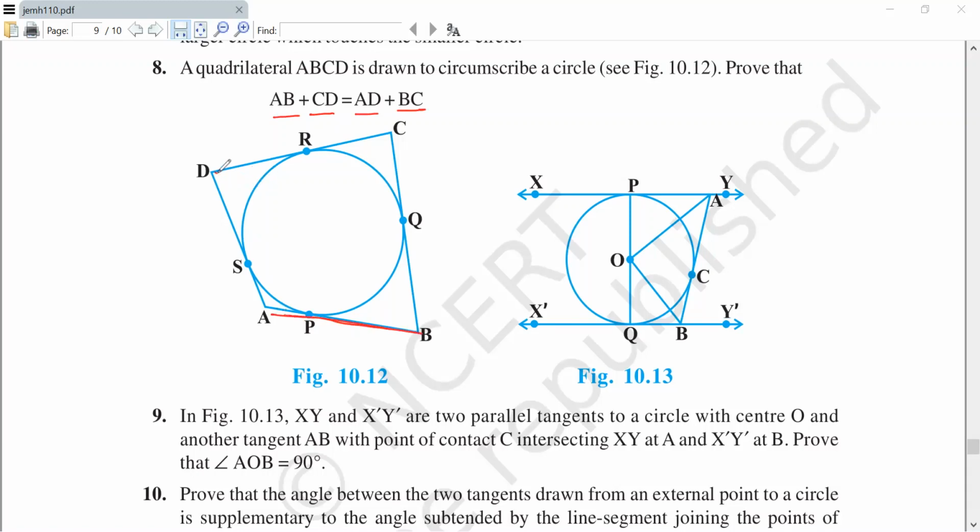AB plus CD is equal to AD plus BC. Any thoughts on how we can do this? I'm giving you a minute to think. It's actually very easy if just one thing clicks in your mind. Take a minute to think. I'll give you a couple of minutes to discuss if you want.